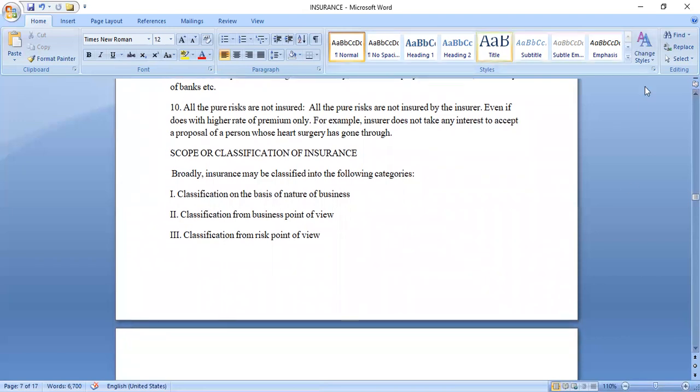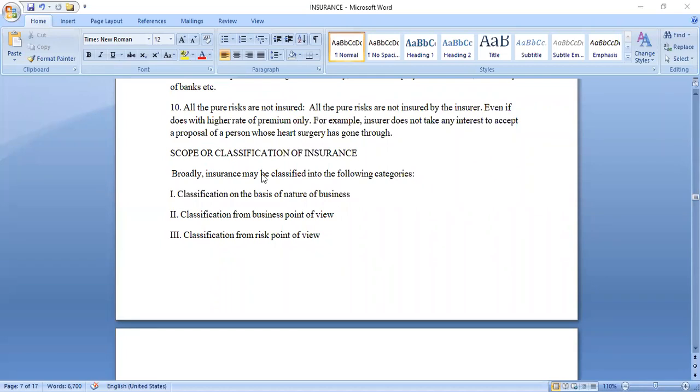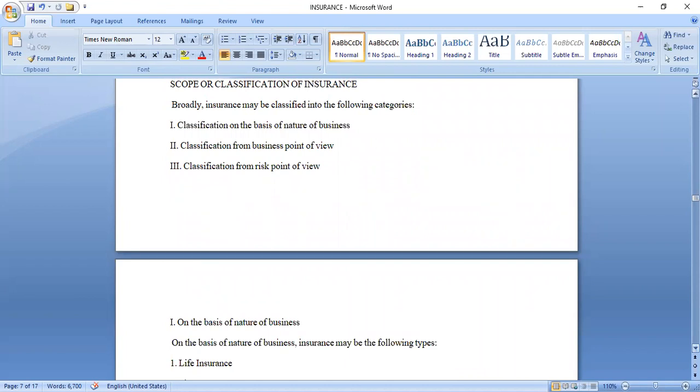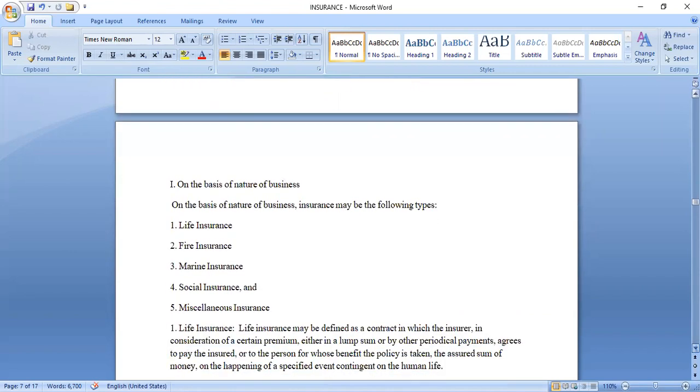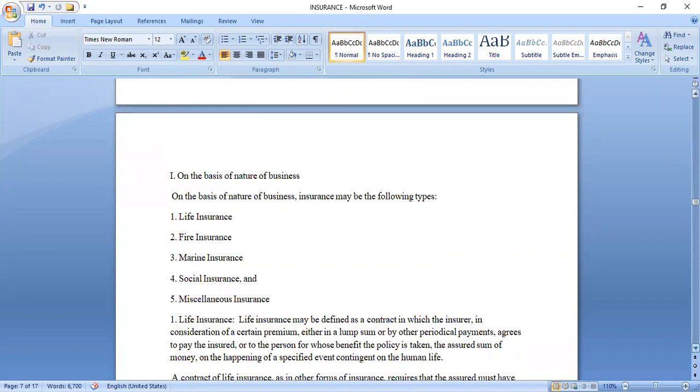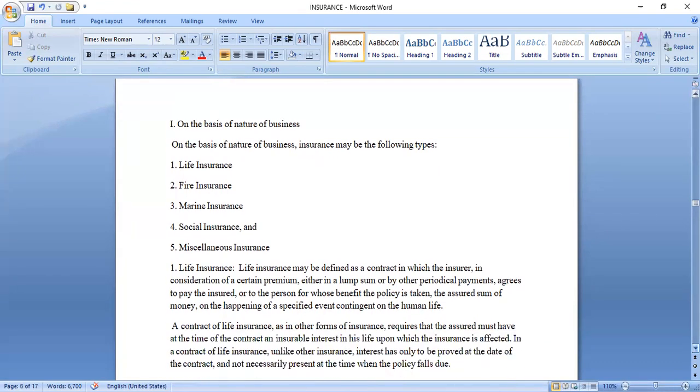So let's look at the scope or classification of insurance. Insurance can be classified according to the nature of business. It can be classified according to the business point of view. It can also be classified according to the risk point of view. So let's look at classification of insurance according to the nature of business, yeah? According to the nature of business, insurance can be classified into life insurance, fire insurance, marine insurance, social insurance, and miscellaneous insurance.